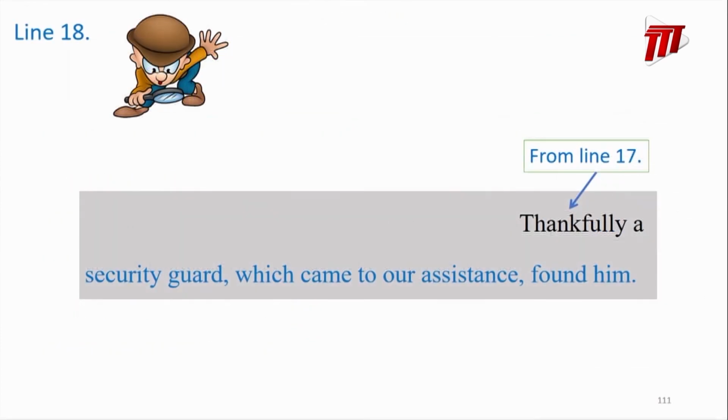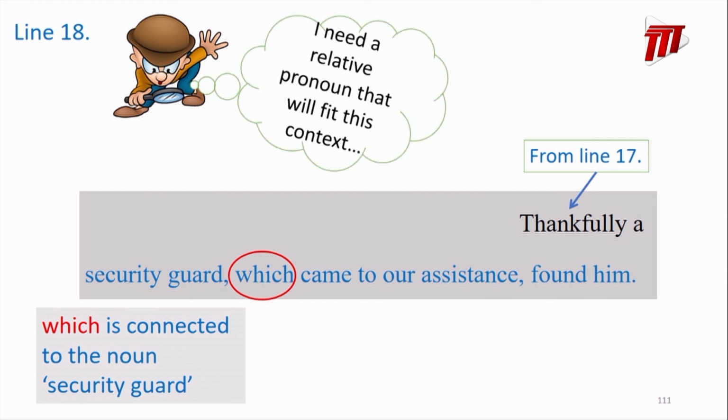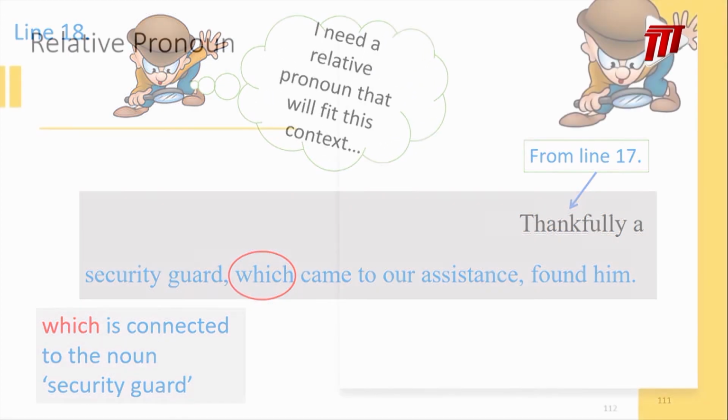Not necessarily, right? So we have, thankfully, a security guard which came to our assistance. How are we referring to the security guard? The relative pronoun here, which, is connected to the noun, right? We are referring to the security guard as which, and that is wrong. So we circle it. We need the correct relative pronoun.